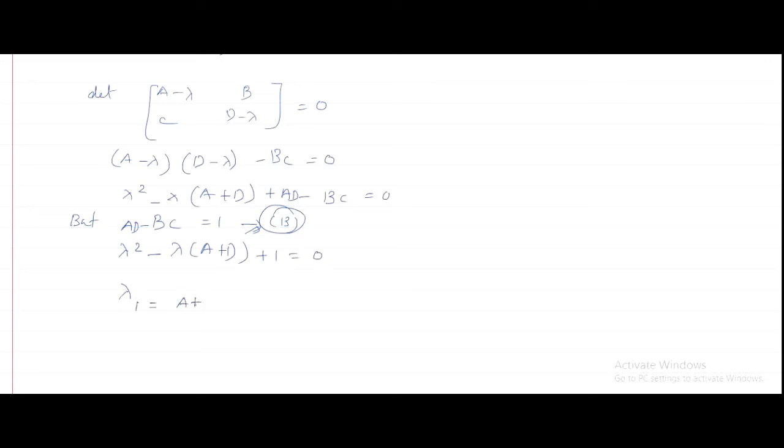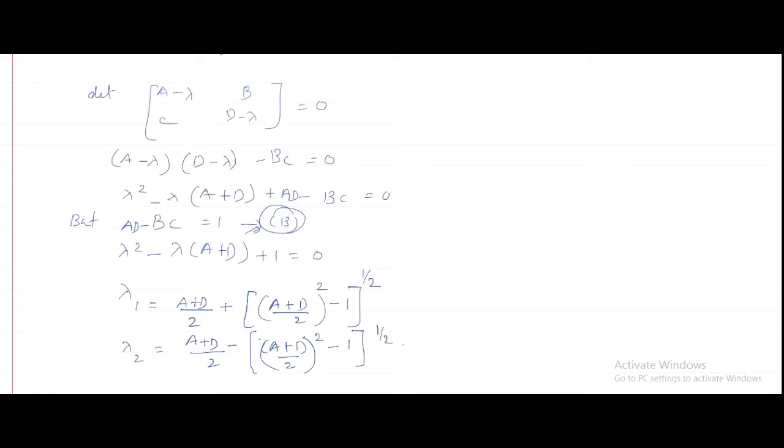equals (A plus D) by 2 plus [(A plus D) by 2 the whole square minus 1] raised to 1 by 2, and lambda 2 equals (A plus D) by 2 minus [(A plus D) by 2 the whole square minus 1] raised to 1 by 2. So these are the two eigenvalues of the system matrix S.